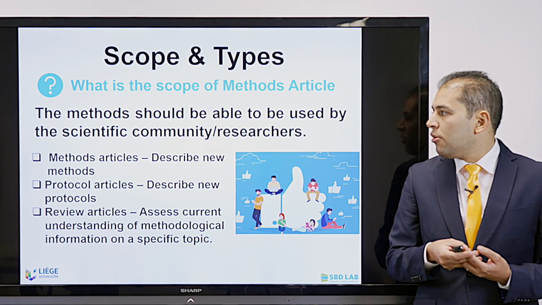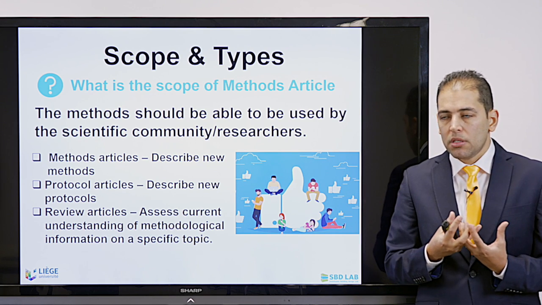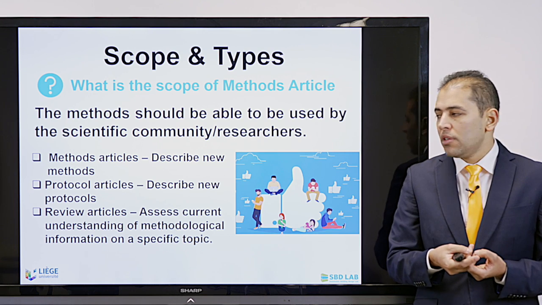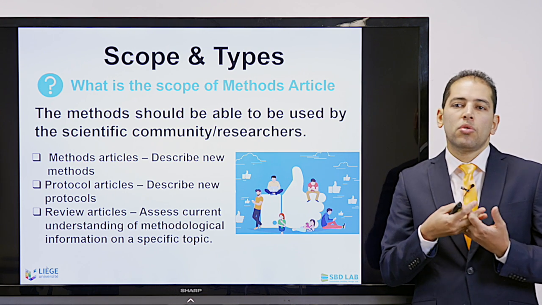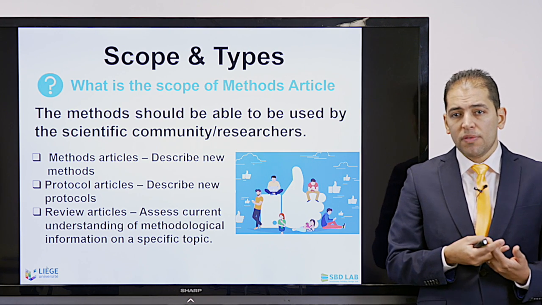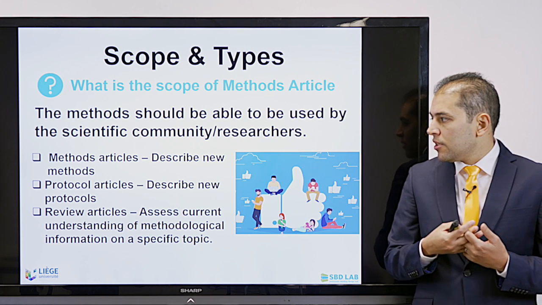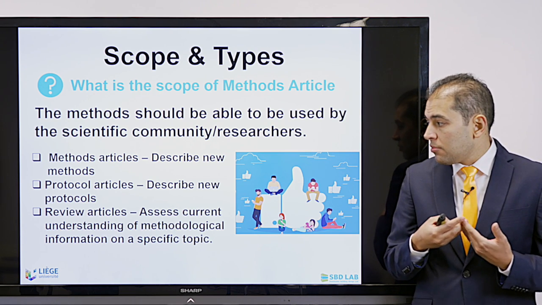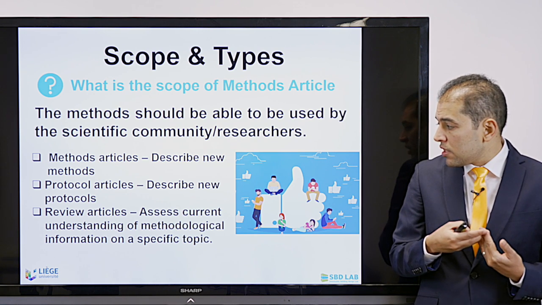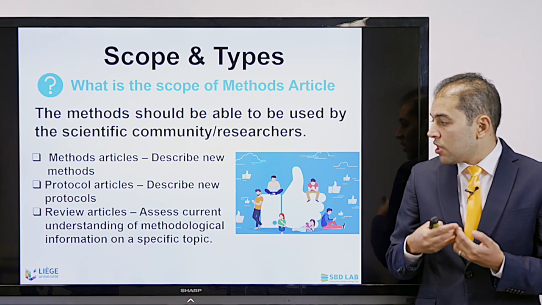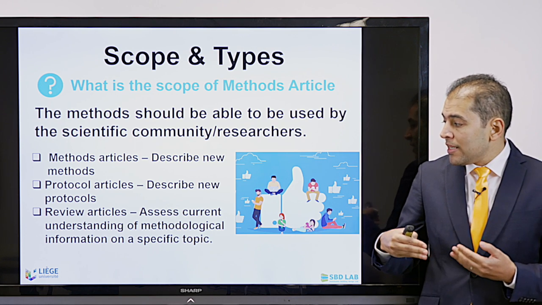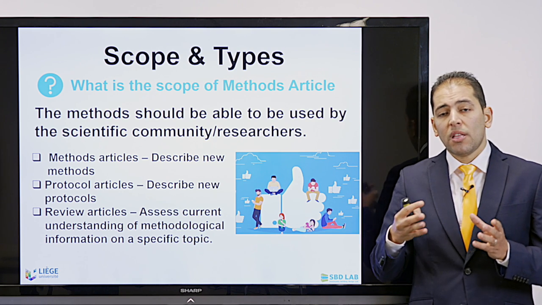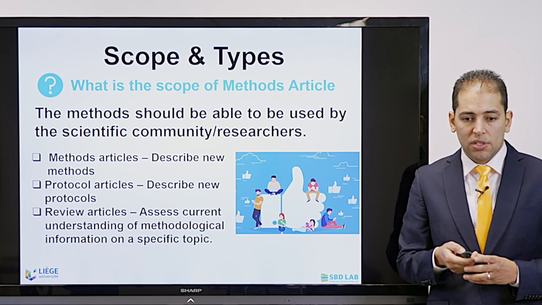Now, what is the scope of a methods article? If you are publishing a methods article, what would be the scope? Well, it will be mainly to enable others or the scientific community to use your research method or your protocol regardless of the results you produced. So here we are talking about method articles that describe new methods, protocol articles that describe new protocols, or even review articles of methods, meaning that you are assessing current understanding of methodological information on a specific topic, comparing different methods that try to tackle a certain problem or certain challenges.